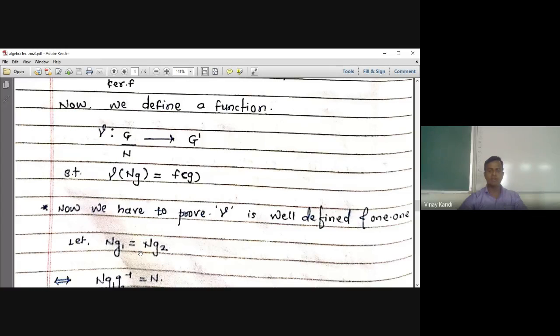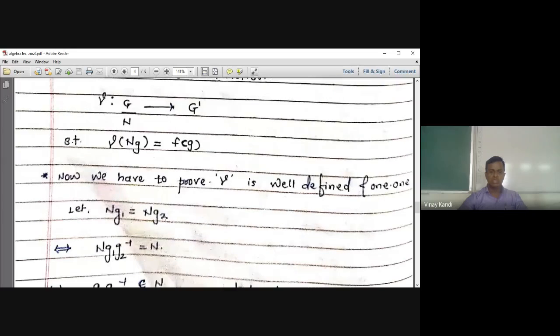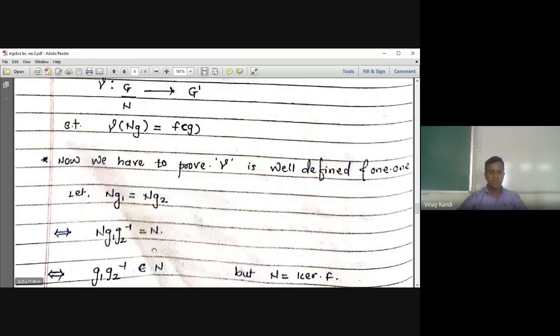Okay, for well-defined, we have to prove that gamma is a well-defined function. We assumed that nG1 is equal to nG2. This is the process for proving the well-definedness. Post-multiply by G2 inverse, then nG2 becomes nG2G2 inverse, which is nothing but e, and n·e is equal to n. This is the identity n, and this nG1G2 inverse, which implies G1G2 inverse belongs to n.